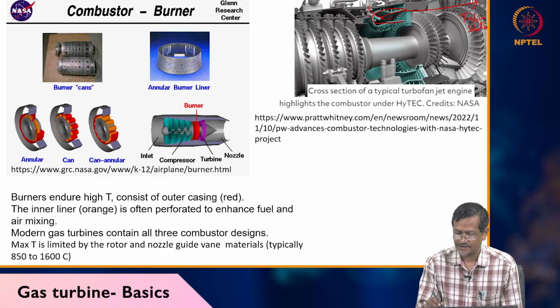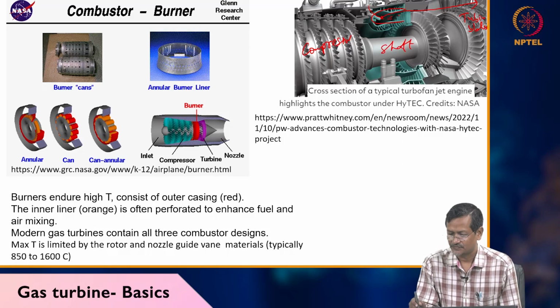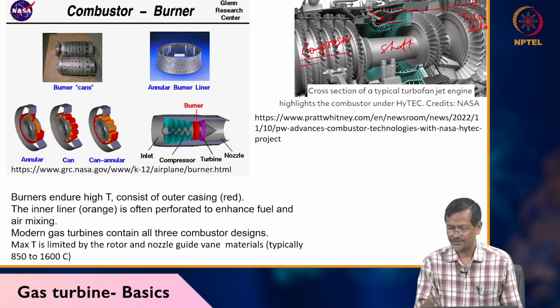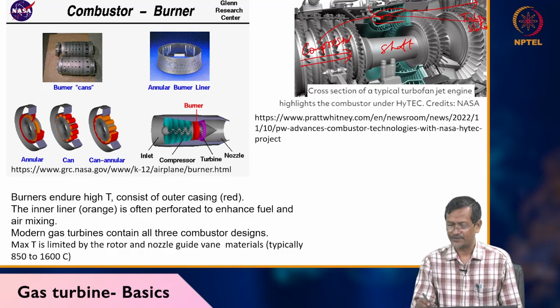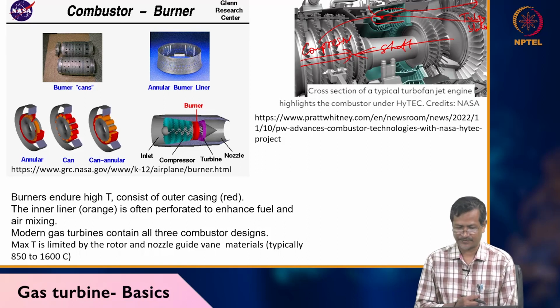This is a compressor. This is the shaft. So air from the compressor will be entering the combustion chamber, burning will be happening, then it will go to the turbine, and the compressor will get power from the turbine directly through the shaft. I have copied this from Pratt and Whitney, actually a big company, from their website.